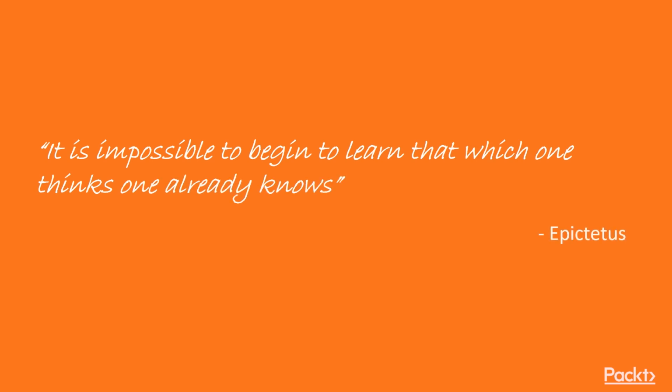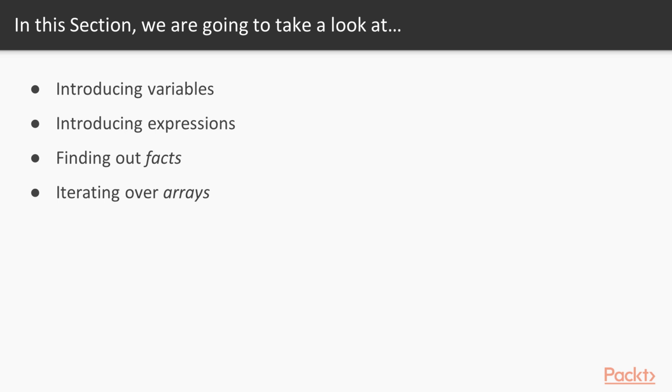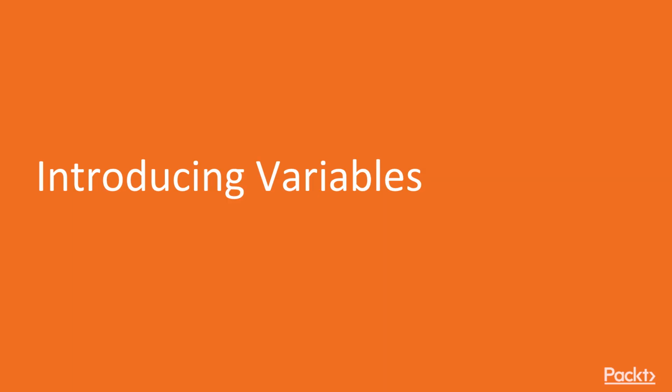Epictetus. Hi everyone, this is the last section of the course, Variables, Expressions and Facts. In this section we'll learn about Puppet variables and data types, expressions and conditional statements. We'll also see how Puppet manifests find out the most standard facts. Finally, we'll use Puppet's each function to iterate over arrays and hashes. Moving on to the first video of the section, introducing variables.